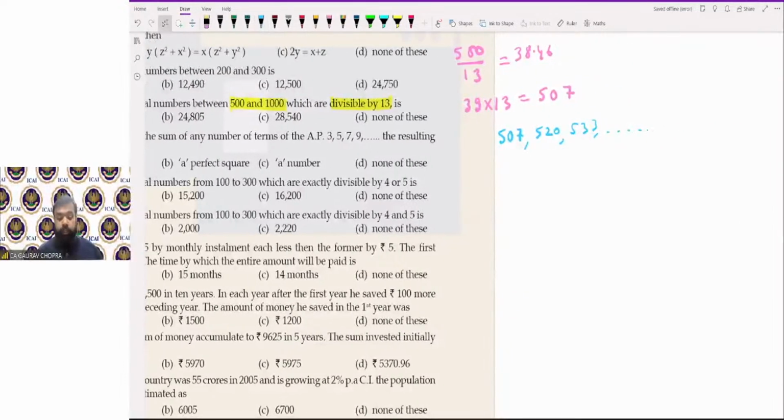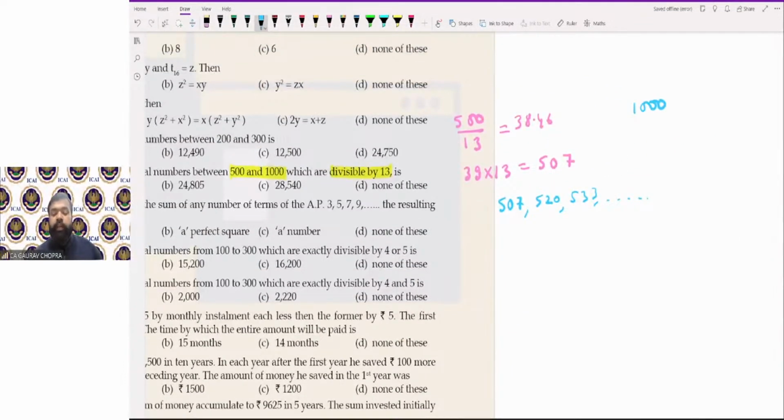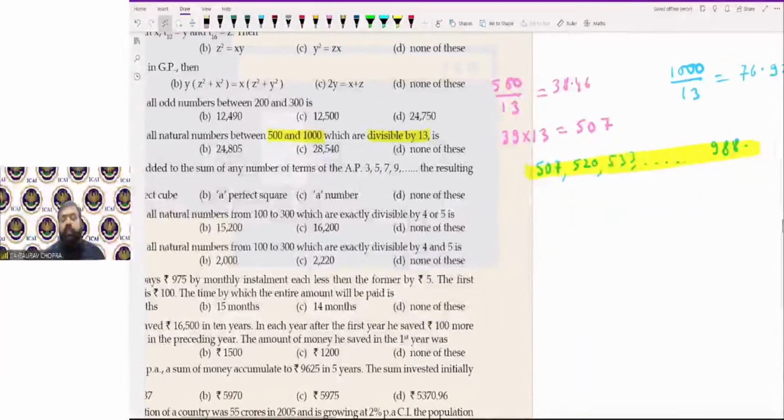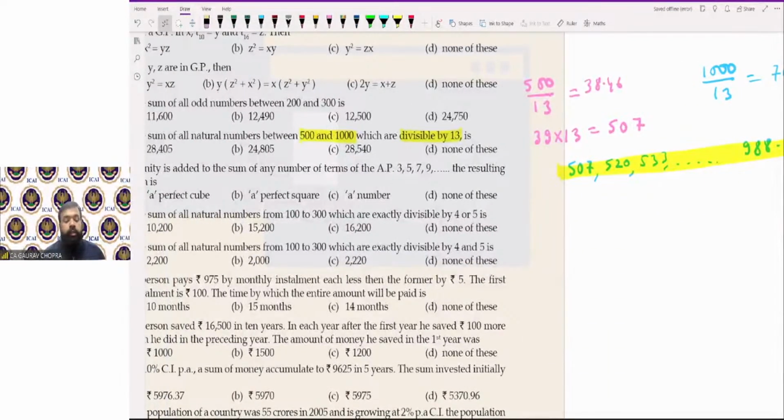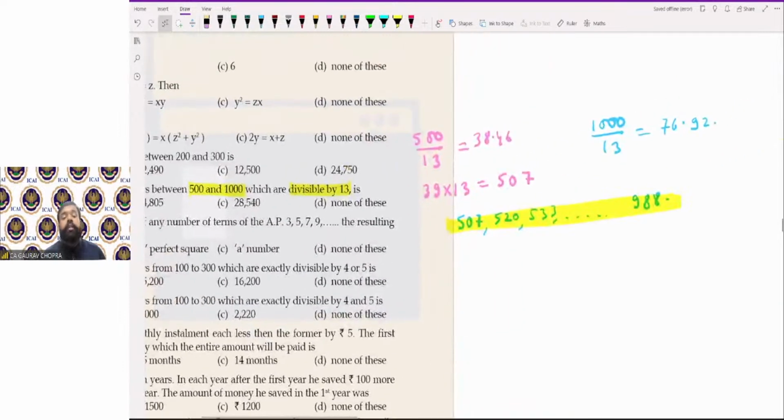And what will be the last number of the series? So again try: 1000 upon 13 is how much? 1000 divided by 13 is 76.92. That means the 76th number will be less than 1000. So 76 into 13 is 988. So this is the final series, and in this series you have to calculate the sum of all numbers divisible by 13 in this group.